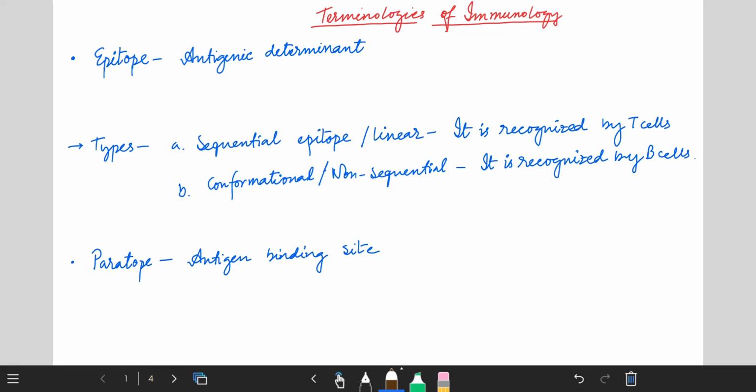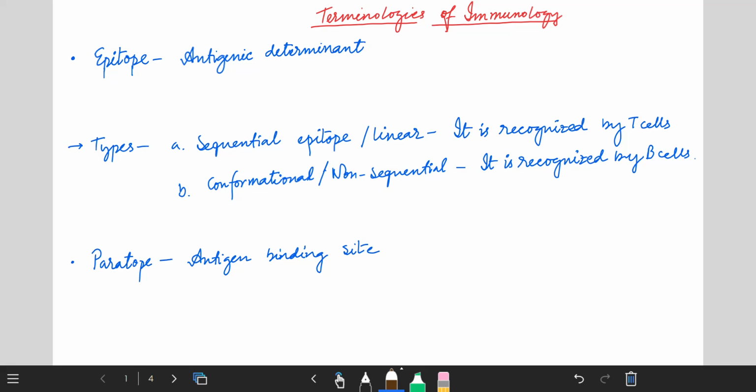It is of two types: sequential epitope or linear epitope, and conformational epitope or non-sequential epitope. Sequential or linear epitopes are recognized by T cells, and conformational or non-sequential epitopes are recognized by B cells. A sequential epitope is present as a single linear sequence of a few amino acids, but a conformational or non-sequential epitope is found on the flexible region of complex antigens having tertiary structure.